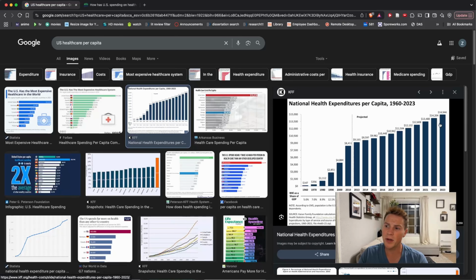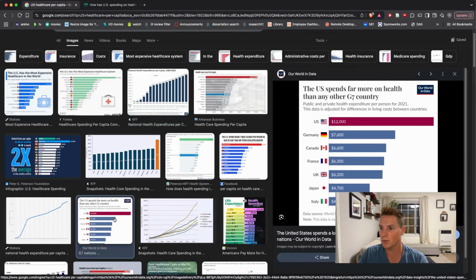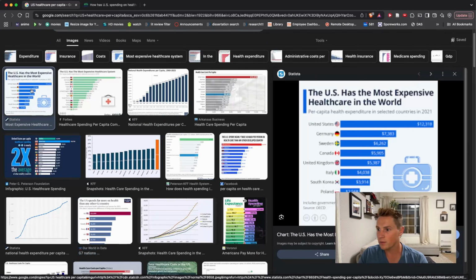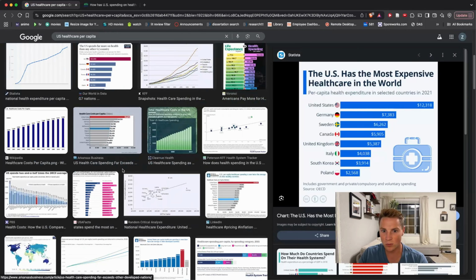Okay, this is not comparing other countries. This is just showing per person per year how much healthcare is continuing to go up. That's quite interesting. I haven't seen this chart before. It just keeps growing so much faster than the average pay is going up in the United States. I've seen this one before. There are a few of these. Let's find a recent one.